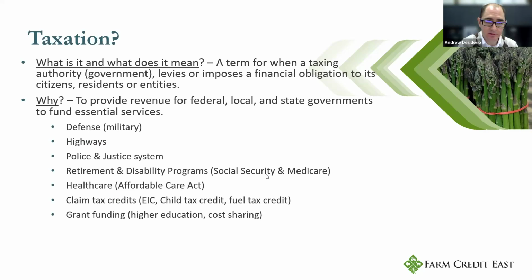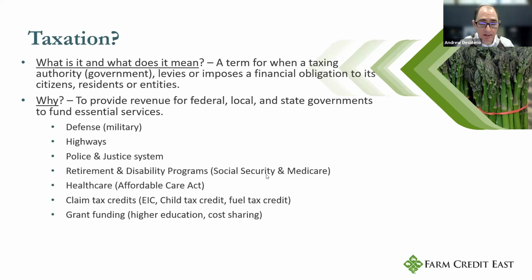There are a lot of different types of departments within each government that it goes to: our defense, our military, our highways, our streets, our roads, the police, the courts and the justice system, Social Security and Medicare, the FICA taxes, which we'll get into. Also the Affordable Care Act, or Obamacare, a lot of the taxes pay into that. There are a lot of refundable credits, like the EIC, which stands for Earned Income Credit on the federal side.